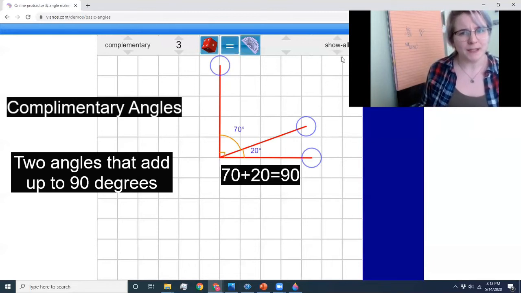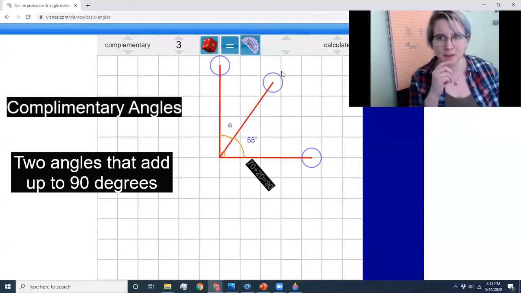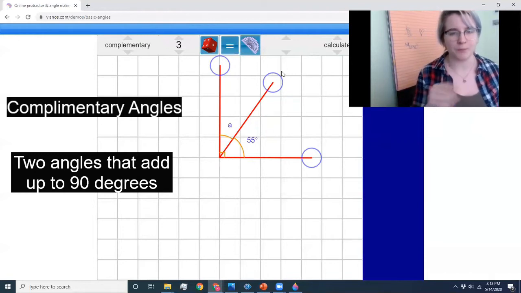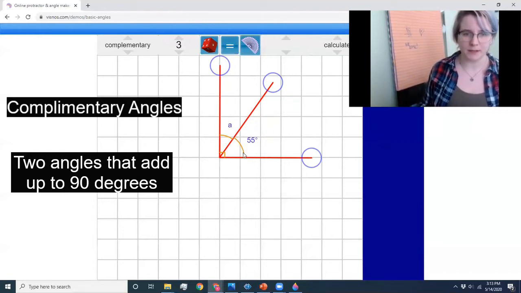Now, what happens if one is missing? Oof. How do we find angle A? Well, we know that this angle is 55 degrees. And we know that the full complementary angle is 90 degrees.